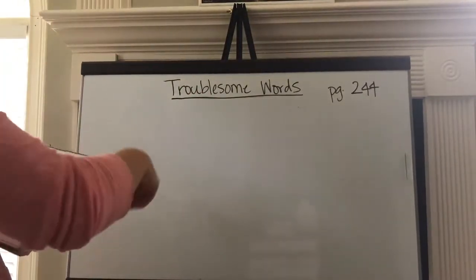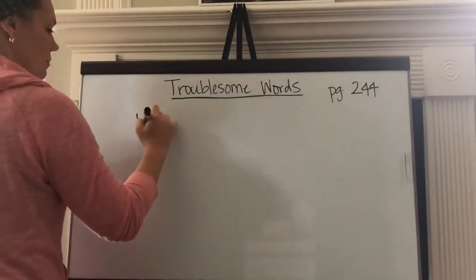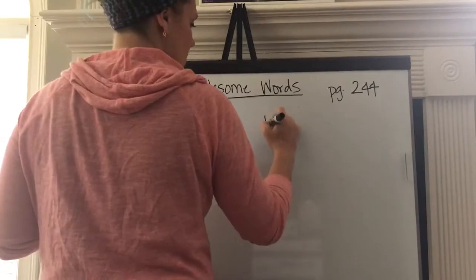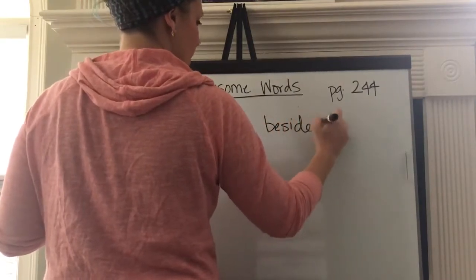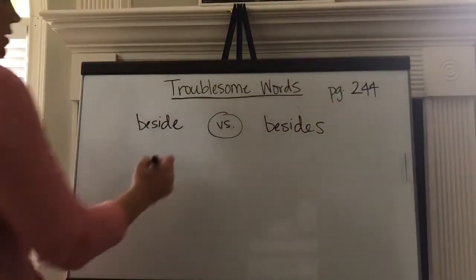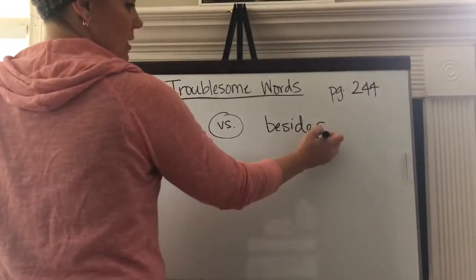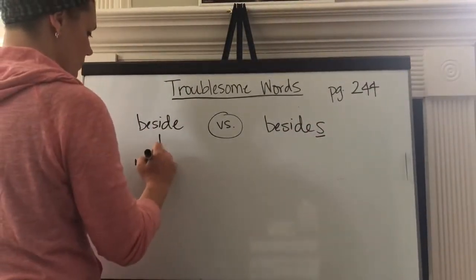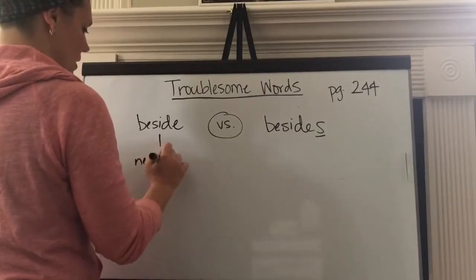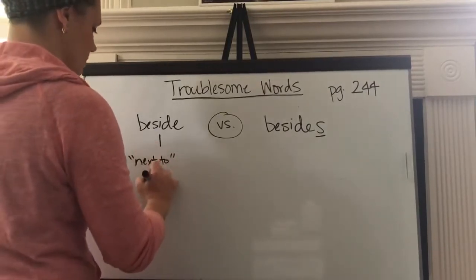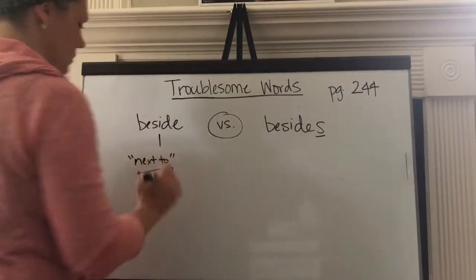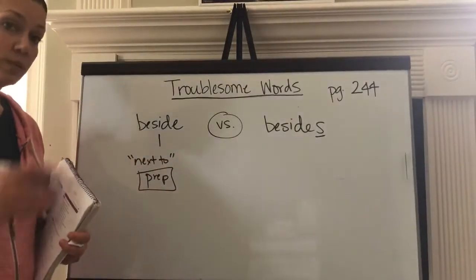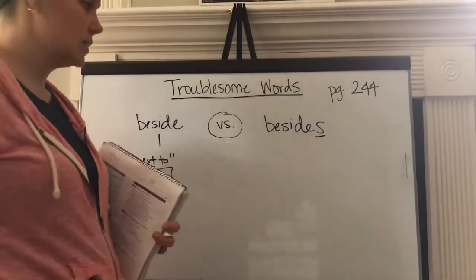All right, we have beside versus besides. Okay, notice the only difference here is there's no S here and there's an S here. Okay, all right, this word means next to, and it is a preposition. Okay, we use it as a preposition in sentences, meaning next to. Literally, something is beside me, that means it's next to me, okay?